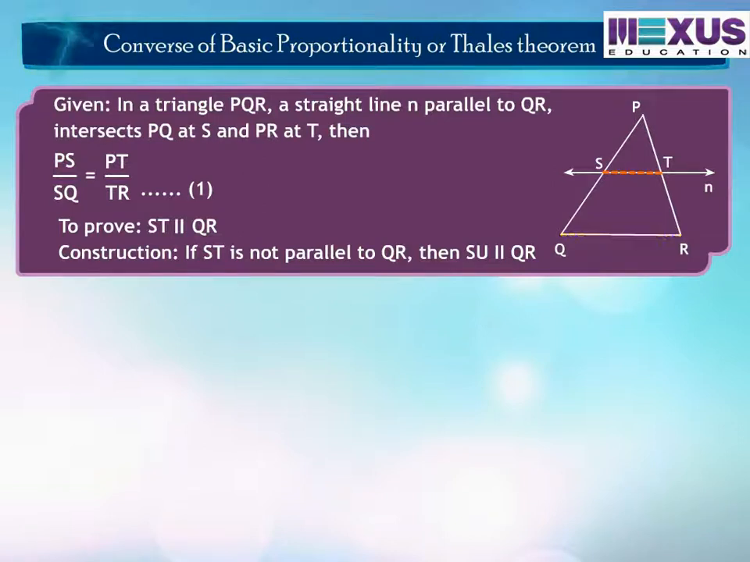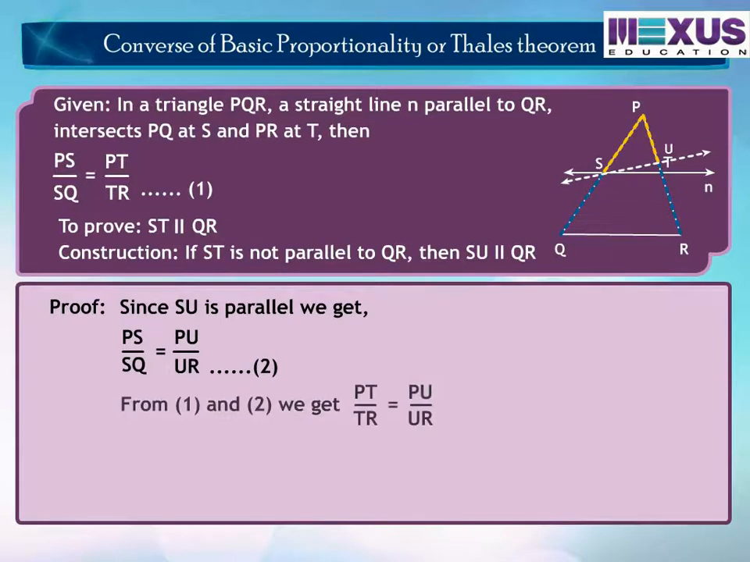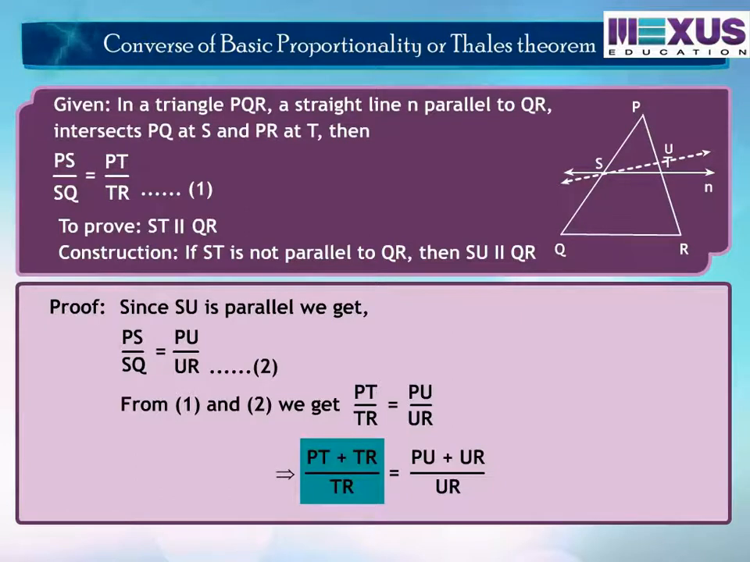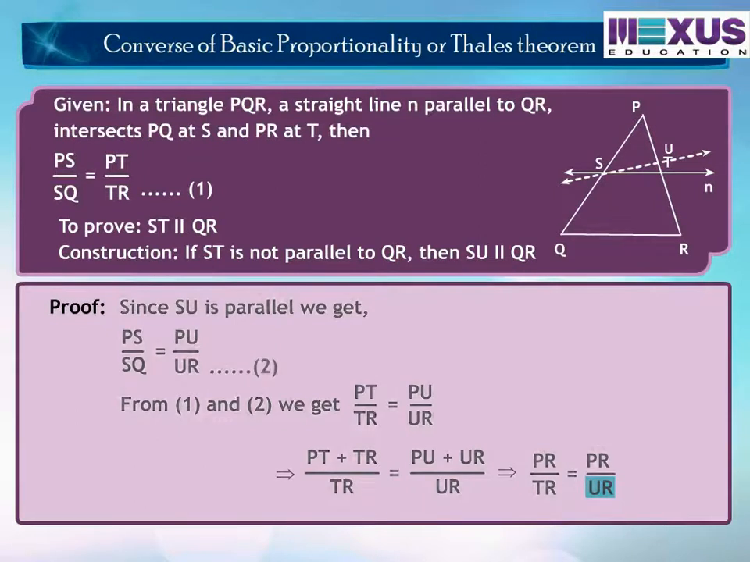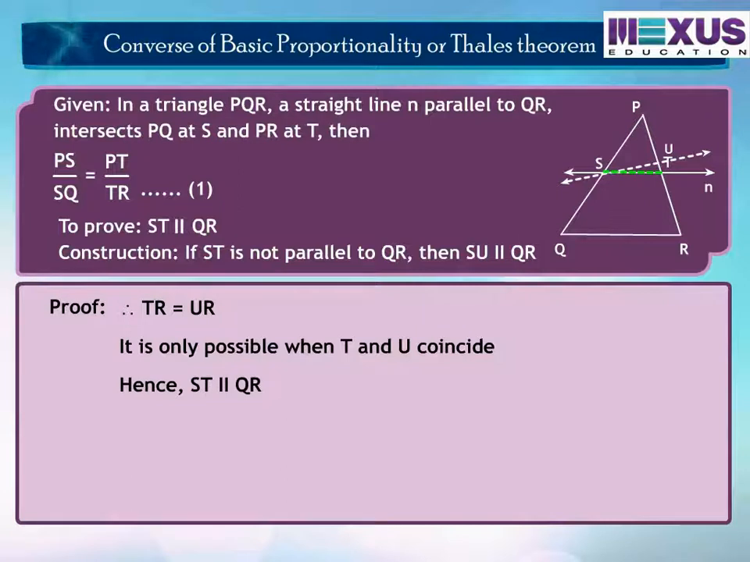Construction. If ST is not parallel to QR, then SU parallel to QR. Proof. Since SU is parallel, we get PS by SQ equal to PU by UR. Say it as 2. So from 1 and 2, we get PT by TR equal to PU by UR. That implies PT plus TR by TR equal to PU plus UR by UR. So PR by TR equal to PR by UR. Therefore, TR equal to UR. It is only possible when T and U coincide. Hence, ST parallel to QR.